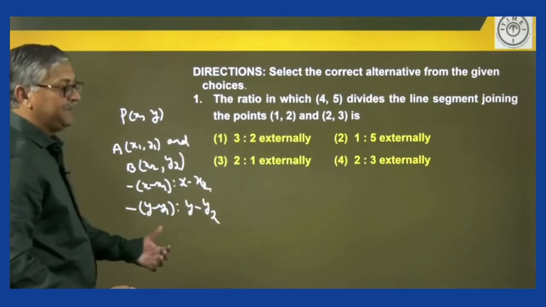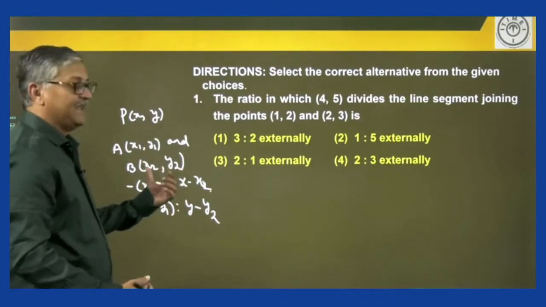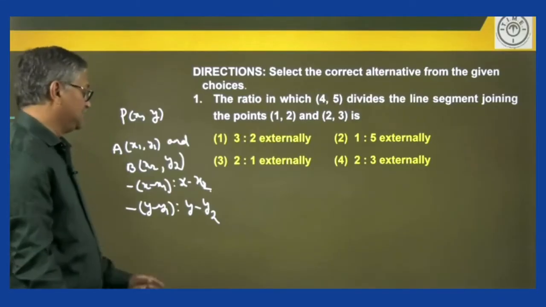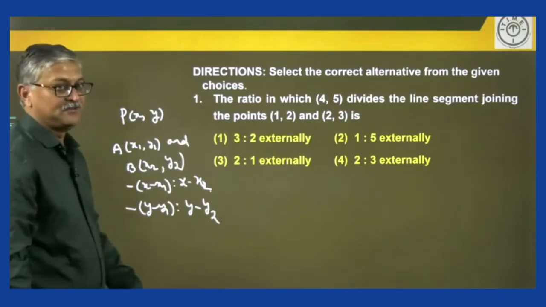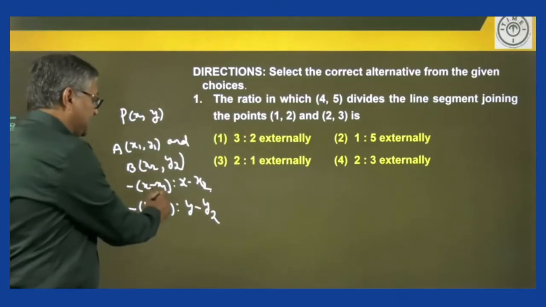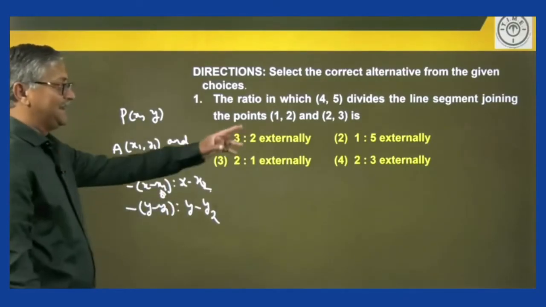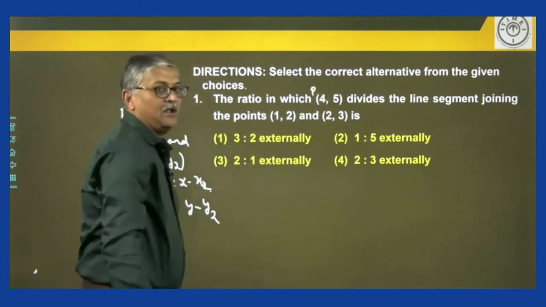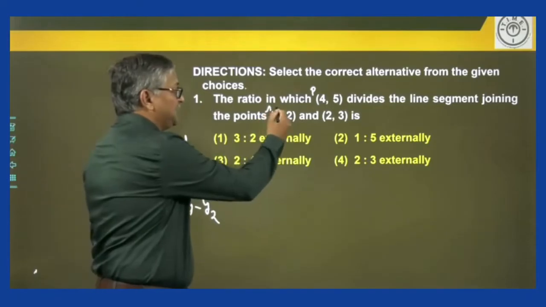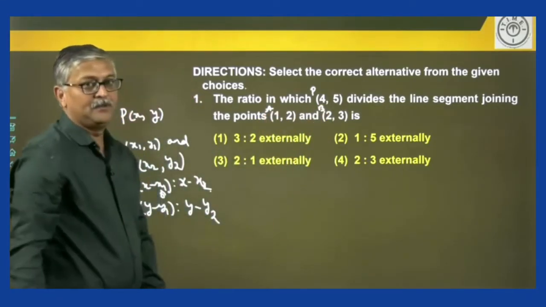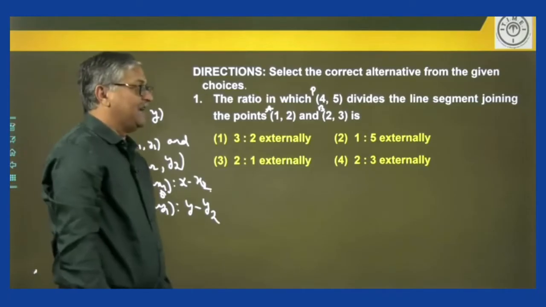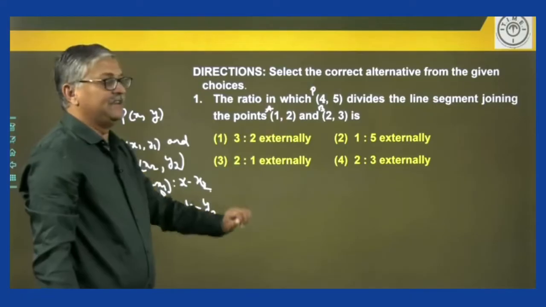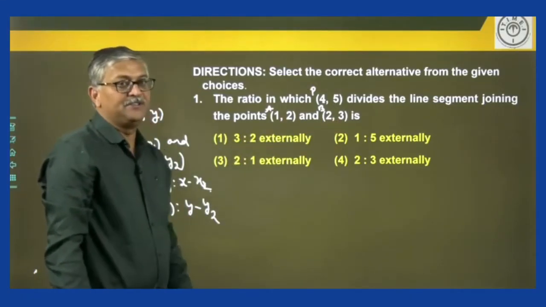So, the point P divides the line joining points A and B in the ratio minus of (x minus x1) is to (x minus x2), or minus of (y minus y1) is to (y minus y2). We can use any one of these formulas. Here they have clearly given which point divides. P divides the line joining the two points A and B. So, what is x and y here? x, y is (4, 5), x1, y1 is (1, 2), and x2, y2 is (2, 3).